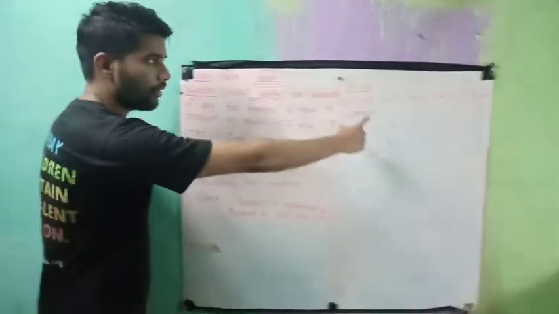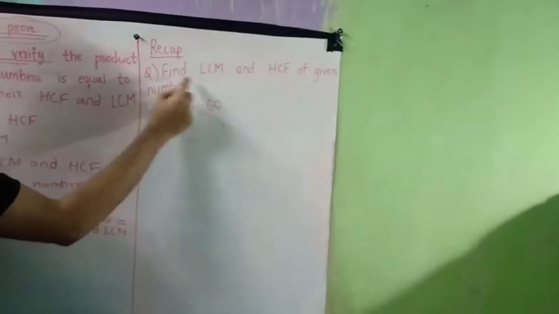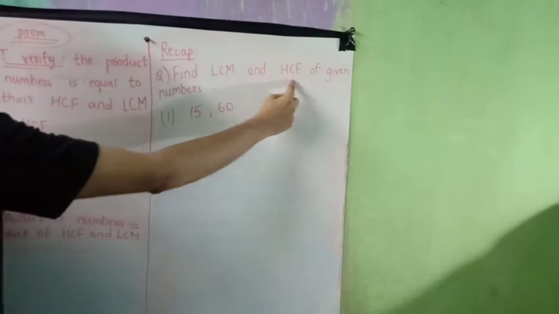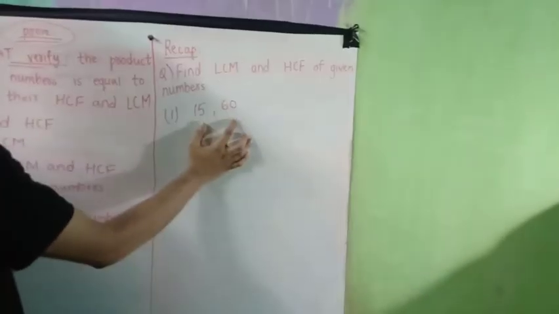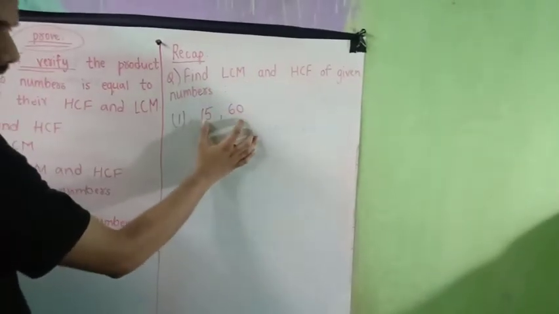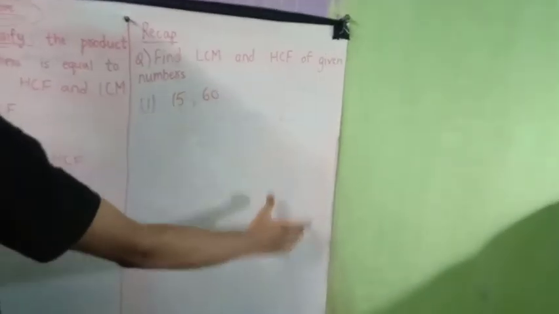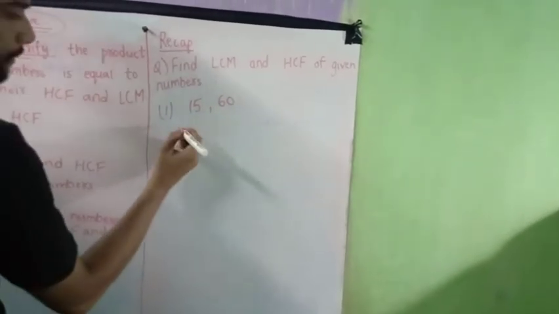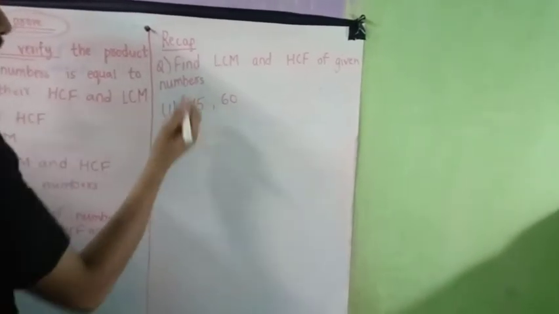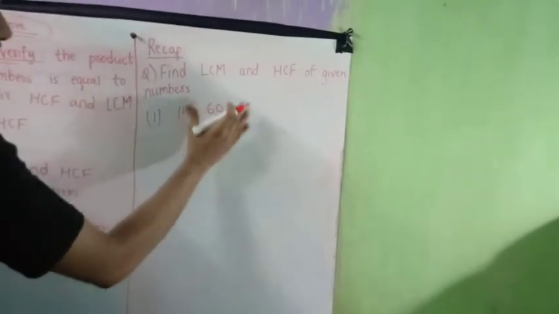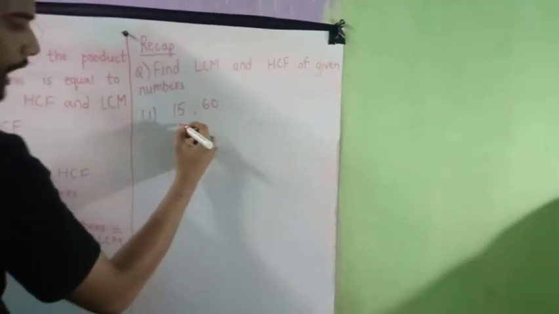Now let's go for a quick recap. Alright. Find LCM and HCF of given numbers. These are the two numbers. We have to find out LCM first and then find out HCF. So quickly, how to find out LCM? LCM के steps क्या थे? First take the numbers together in L shape.